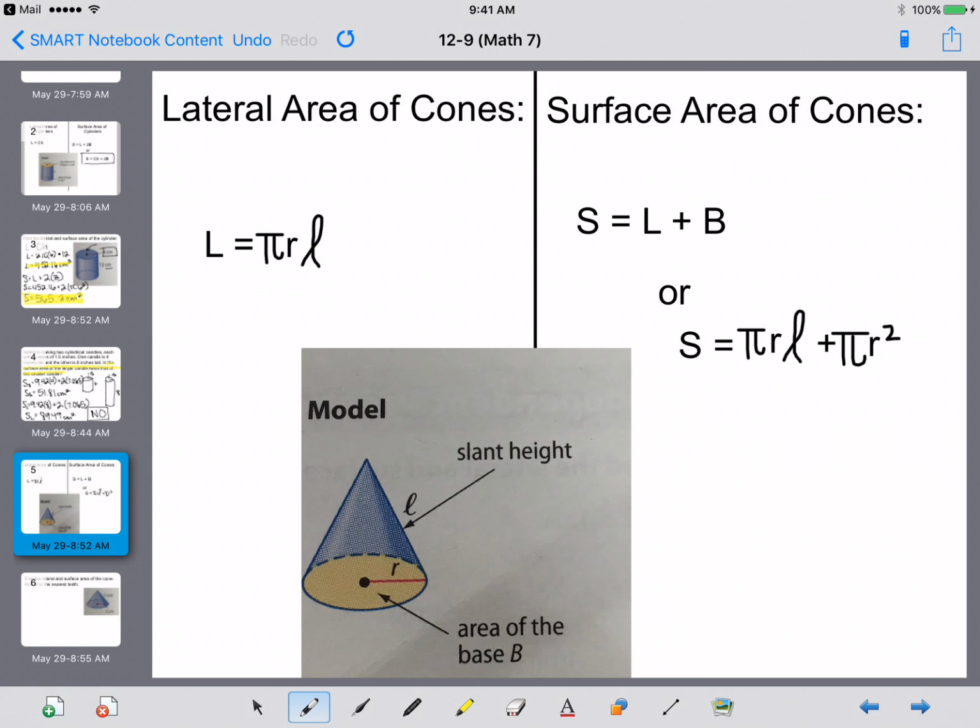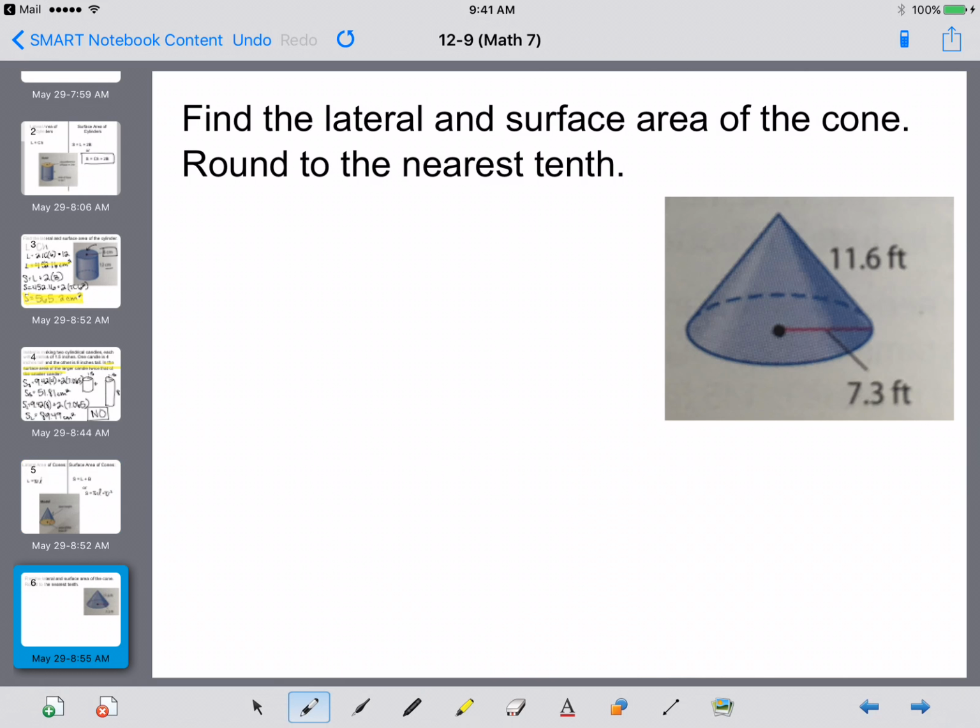And finally here we've got our surface area of cones. The lateral area of our cone is pi times our radius times the slant height. That has that cursive L shape there, which is what the slant height stands for. Then to figure out the surface area, we take that lateral area and add whatever the area of our base is onto it. To figure out the area of the base, it's pi r squared. Same old, same old.